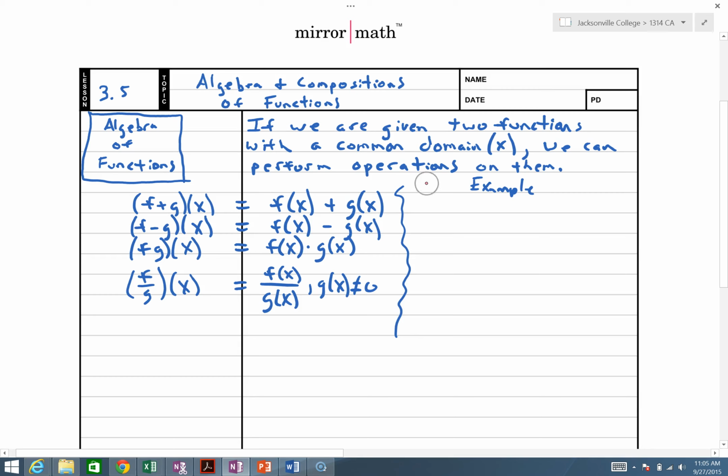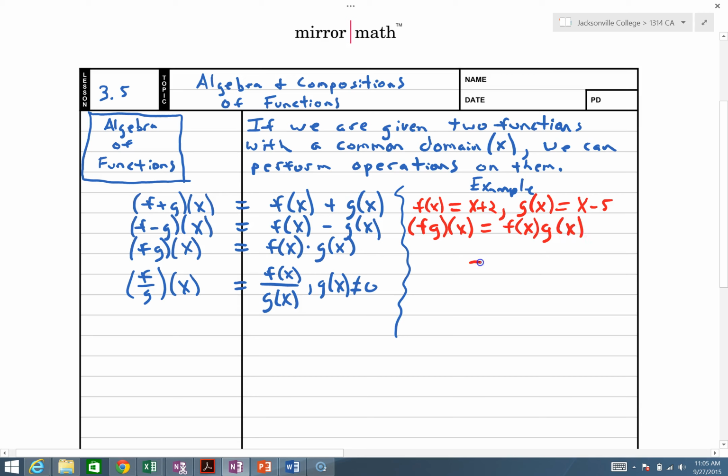Let's say we have f. Let's define f of x to be the function x plus 2. And let's define g of x to be the function x minus 5. Okay, so the question is, what would f times g of x be? Well, it's going to be this one times this one. It's going to be f of x times g of x. This time I'm just going to connect them.